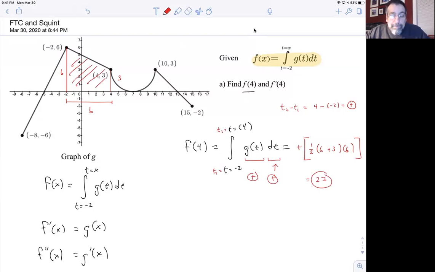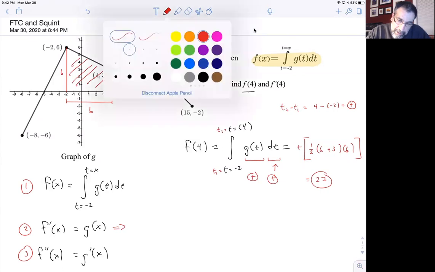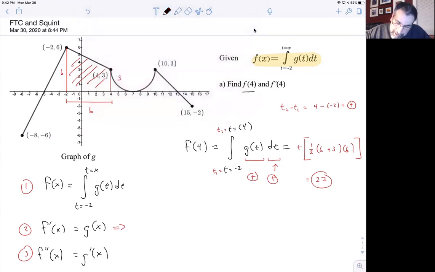The second part is to find f prime of 4. Well, f prime of 4, this is where our three equations come in so nicely. We've got f prime of x is equal to g of x. So let's just plug in. That means when I use that equation, f prime of something is going to equal g of something. And when we look at this, we're plugging in 4. So f prime of 4 is going to equal g of 4.